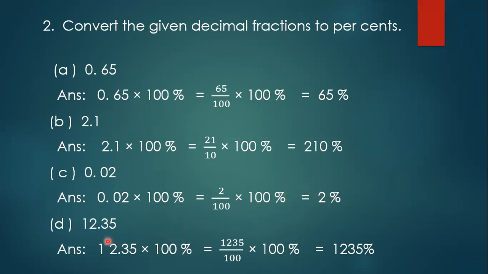Next question is 12.35. Now the question is same type only. 12.35 as fraction we can write 1235 upon 100. Here 2 decimal places, so we will write the denominator 100. And for converting into percentage, we will be multiplying it by 100. 100 and 100 will be cancelling. So it will be equal to 1235%.